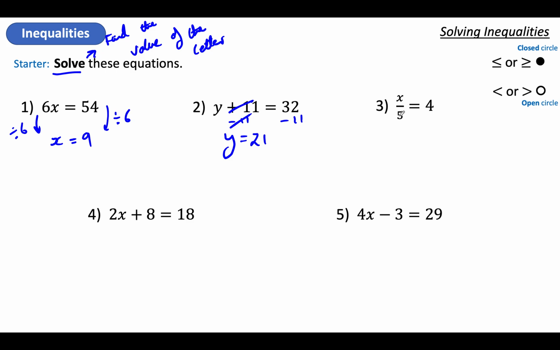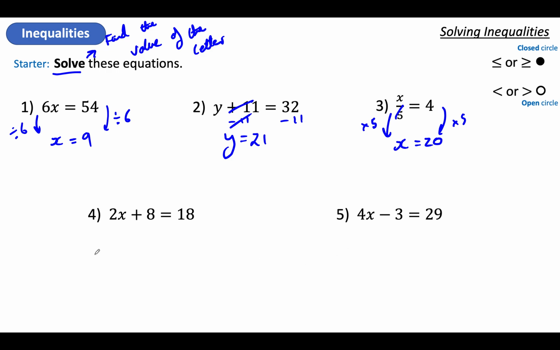Okay, now x over 5. Remember what this means in maths? This means divide. Something divided by 5 is 4. So if I want to get rid of that divide, cancel it out, I've got to do the opposite. I've got to times by 5 to get x back on its own. But if we've timesed this side by 5 to get rid of it, I need to times this side by 5 as well to keep the whole thing balanced. x has a value of 20, and again that works, doesn't it? 20 divided by 5 is 4.